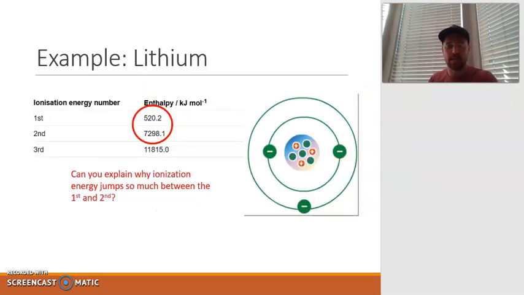And if we take a look at that lithium example, look at that. I was pretty darn close. Notice how the first ionization energy is relatively easy, doesn't take as much energy. But once you get to that second, it's a lot. And that's because the second and third electron are closer to the nucleus.